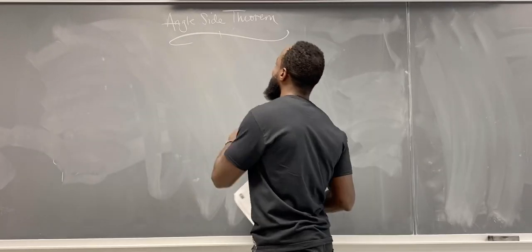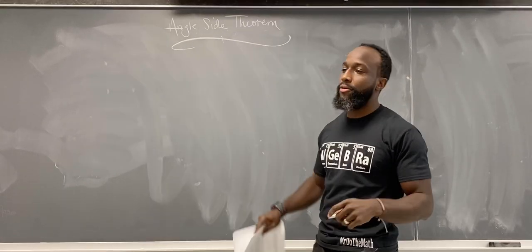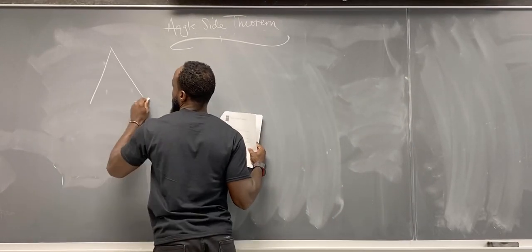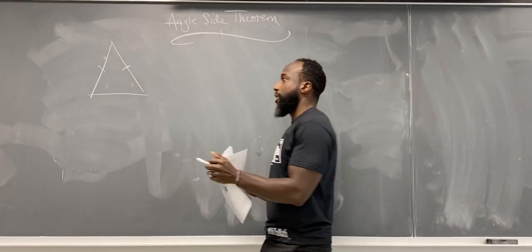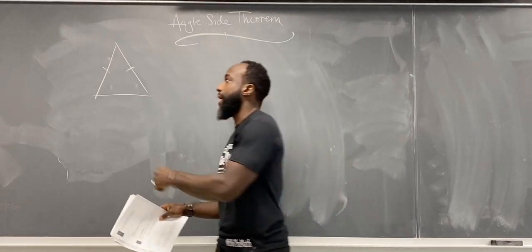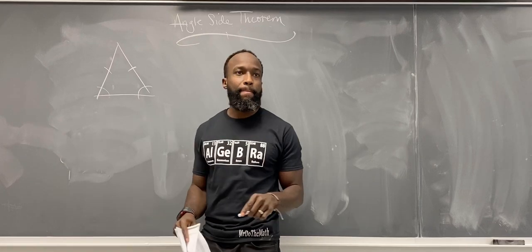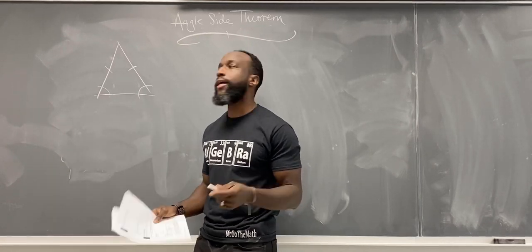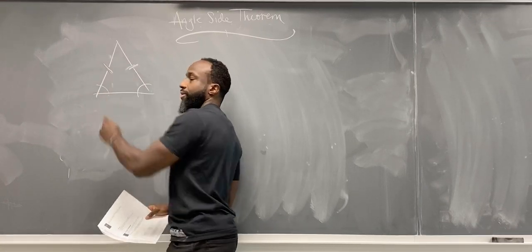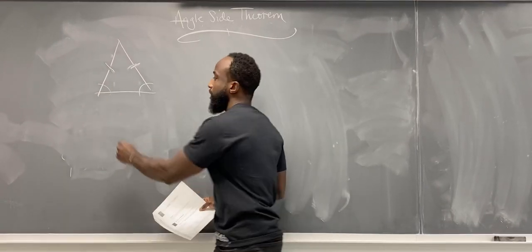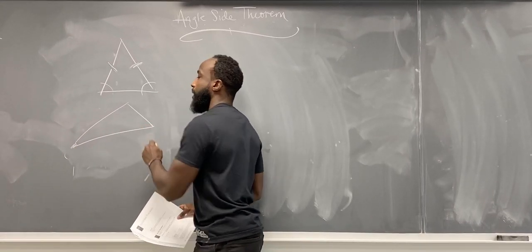Today we're going to talk about the angle side theorem. We kind of talked about it yesterday, but the angle side theorem basically revolves around this triangle. What is that? An isosceles triangle. The angle side theorem says that if the sides are congruent, then the angles are congruent. That's theorem 20. Theorem 21 is if the angles are congruent, then the sides are congruent. Let's talk about it now.